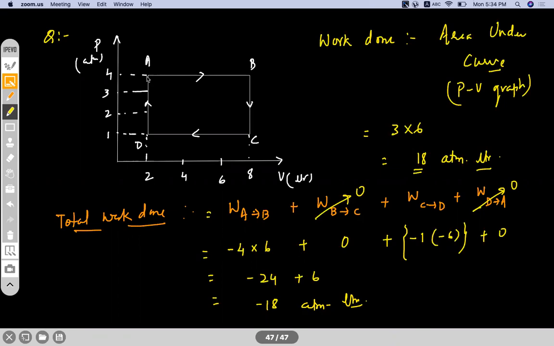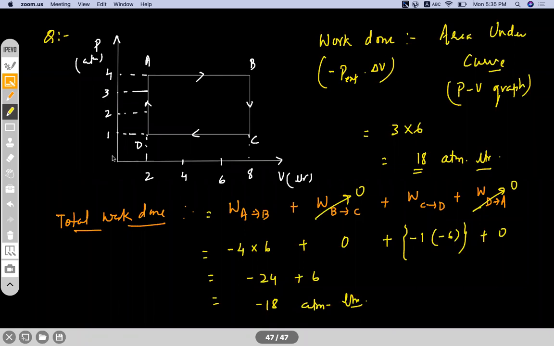Minus 4 into delta V, no? So 8 minus this, 8 minus 2, 6. 6 into 4 is 24. The work done formula is minus P external into delta V. In the formula itself, we have minus P, minus P external into delta V.